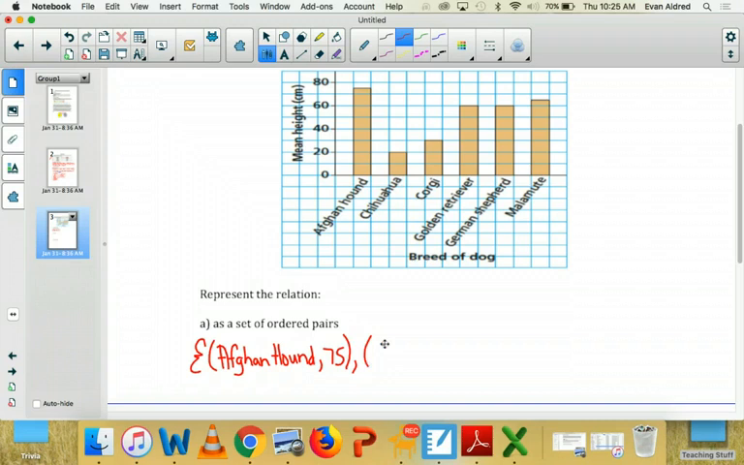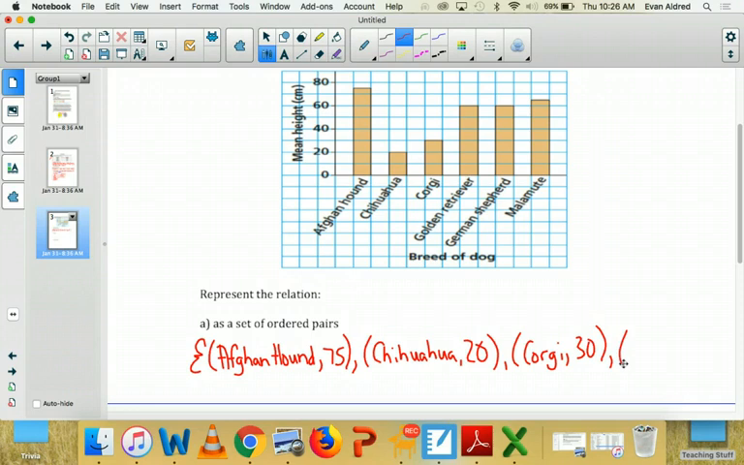Now we move on to Chihuahua. Its mean height is 20. So 20 centimeters. Now we move on to Corgi. Corgis have a mean height of 30. And we just carry on with this.